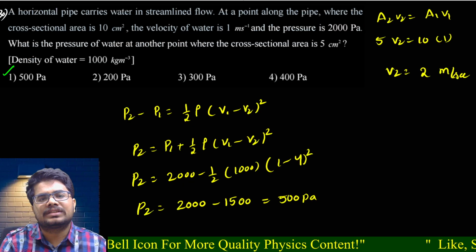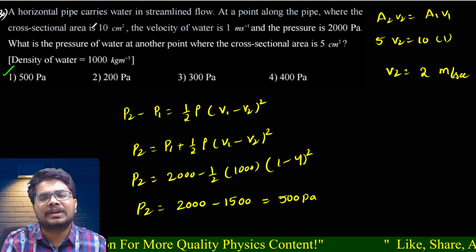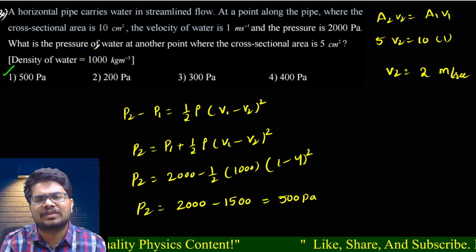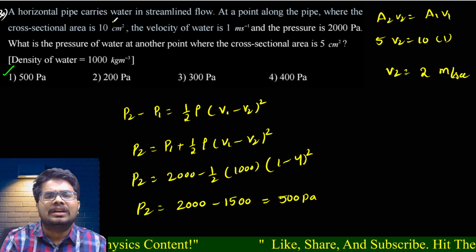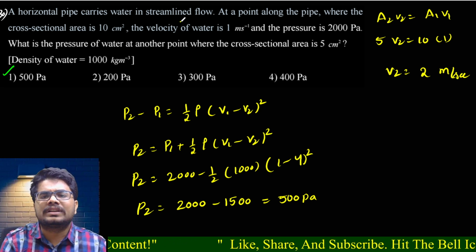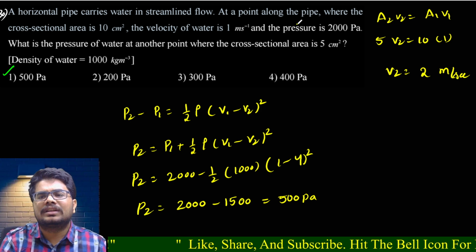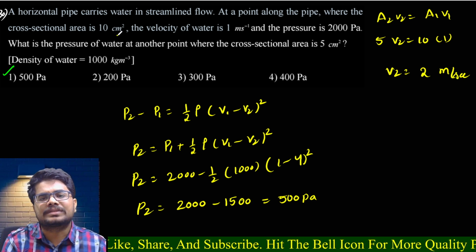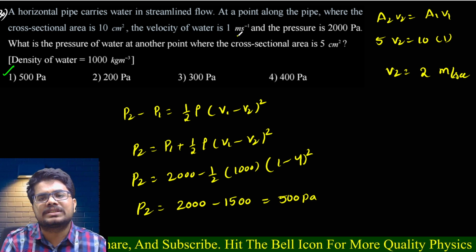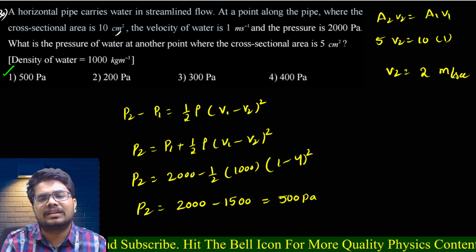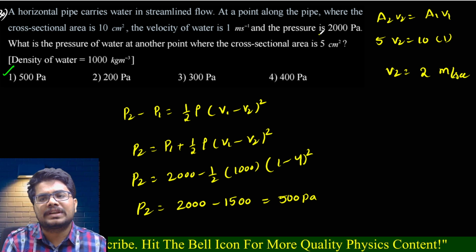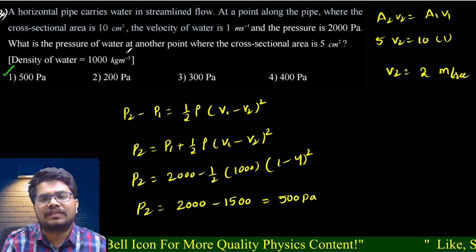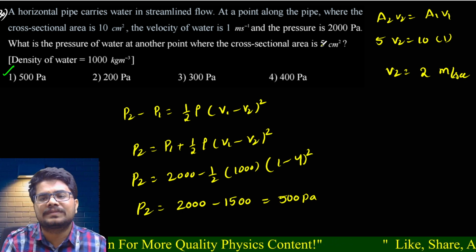Fine. Next, look at the 30th question. A horizontal pipe carries fluids question. Not a difficult question, a good basic question. Generally we can solve this kind of question. A horizontal pipe carries water in streamline flow. At a point along the pipe where the cross-sectional area is 10 centimeter square, the velocity of the water is 1. At area 10 centimeter square, velocity is 1, then pressure is 2000 pascal. What is the pressure of the water at the other point where the cross-sectional area is 5 centimeter square?